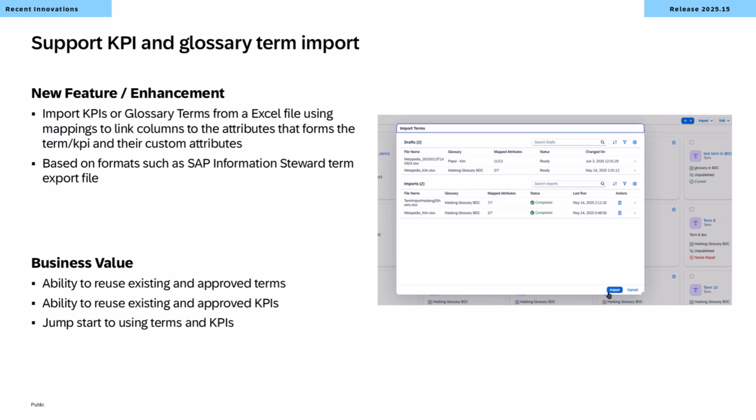So that's really giving you the opportunity to reuse existing and approved terms, same for KPIs, and allowing you to jumpstart using terms and KPIs directly in SAP Datasphere without the need to recreate them, but reuse what you already defined in another SAP application, for example, SAP Information Steward. So for that, let's have a quick look at how this is created in a very short demo.